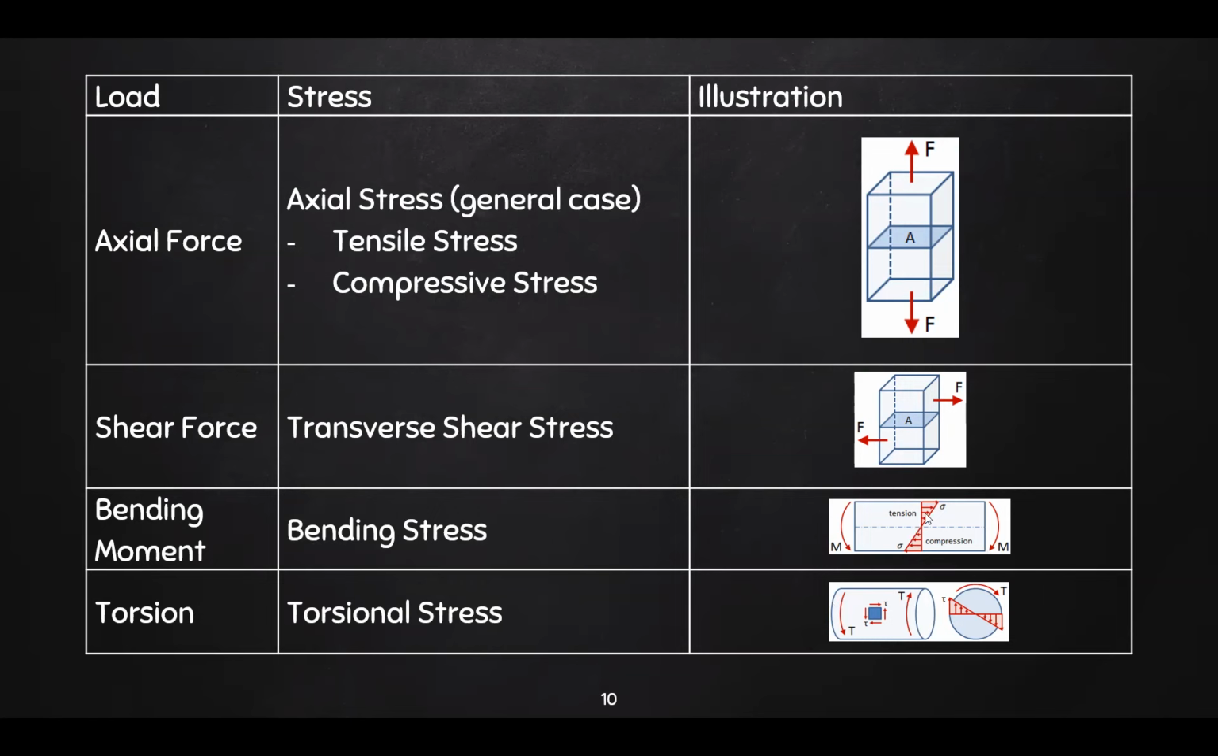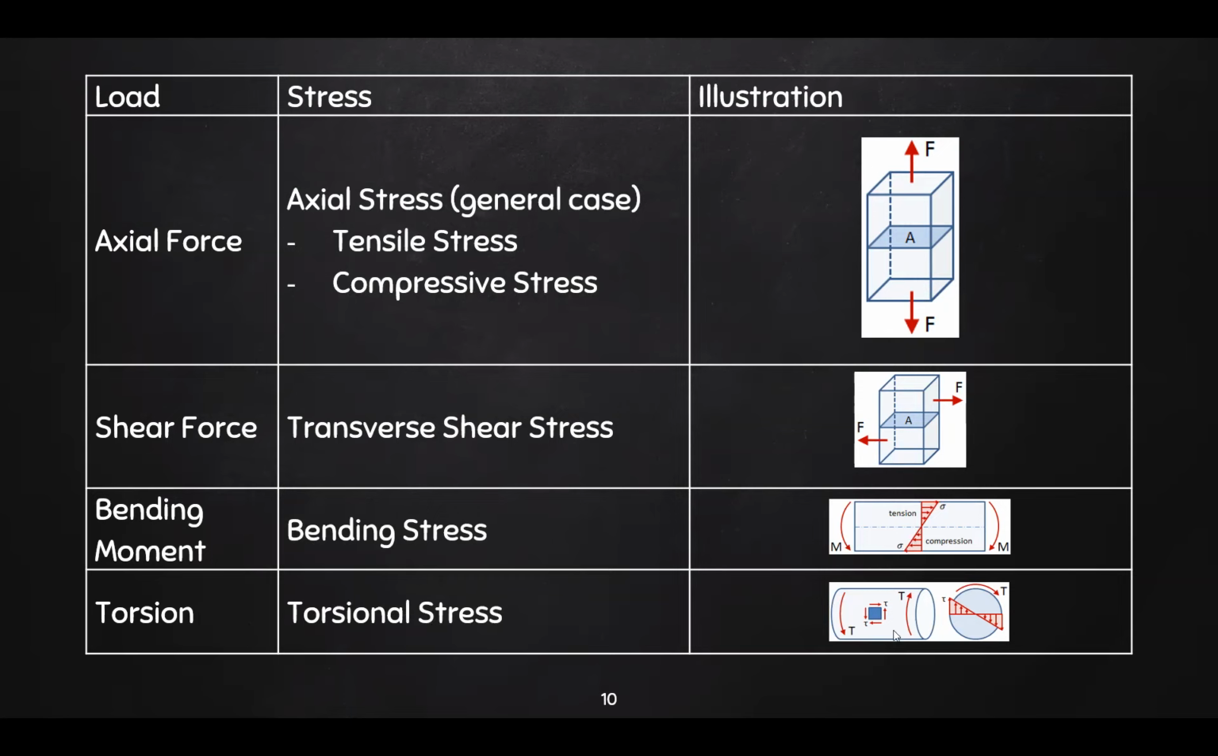it's gonna cause stress within your member. This is usually a beam. For this type of scenario, your beam will experience tension stress at the top, and then it will experience compression stress at the bottom. And then lastly, torsion creates torsional stress.